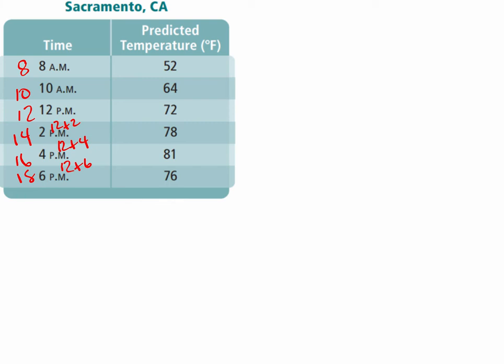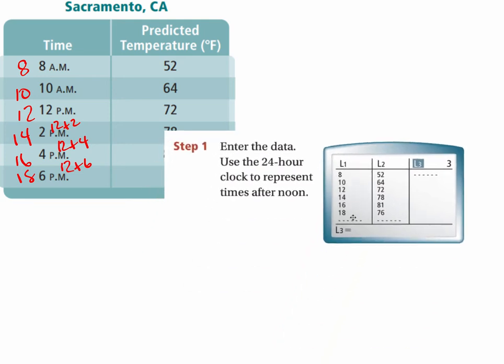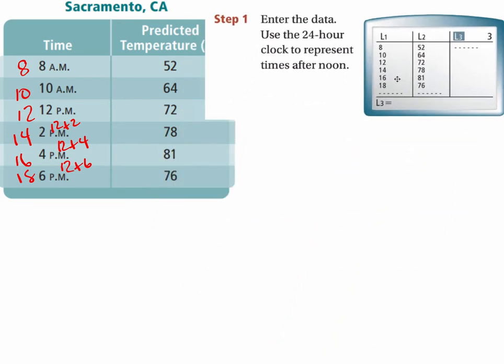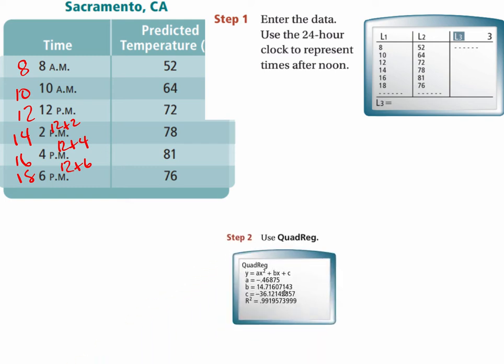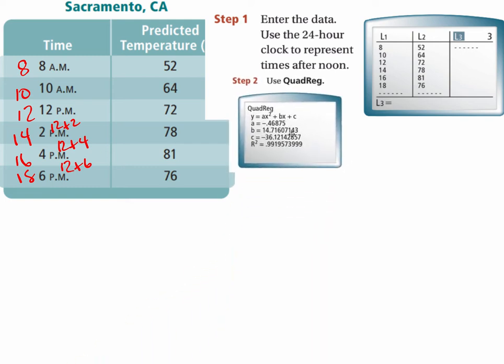So step 1 is enter the information into your calculator. Remember to use the 24-hour clock. And enter the points. Go to quad regression. All right, when you do that, you're going to see y is equal to ax squared plus bx plus c. And when you hit enter, from here you go to quad regression, it's going to spit out a, b, and c for you. What this is telling you is that your function is going to be a is minus 4.6.